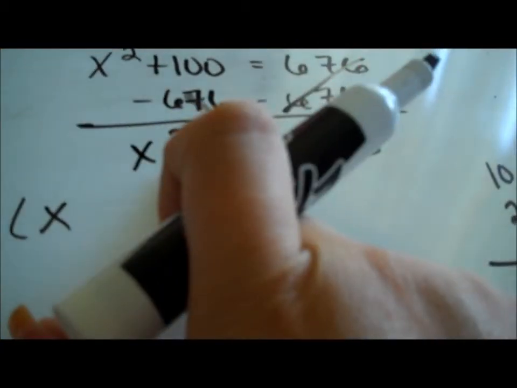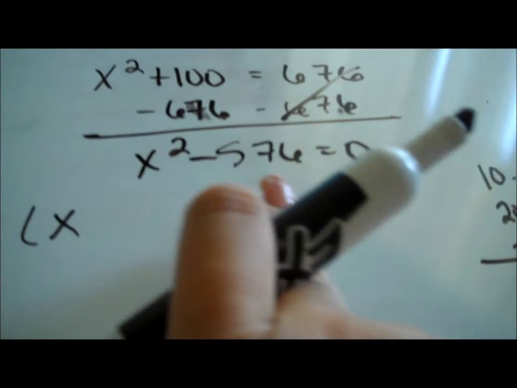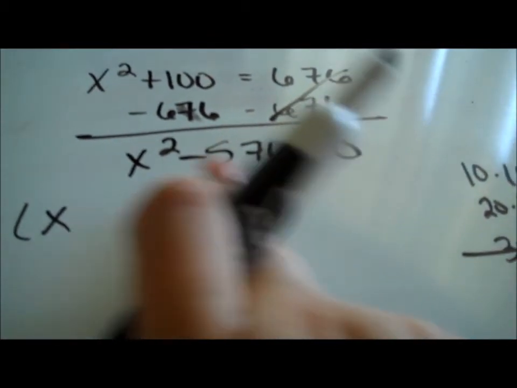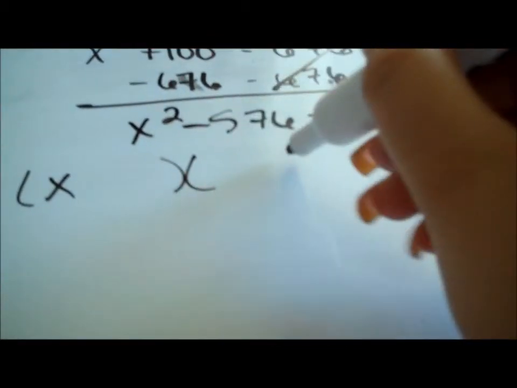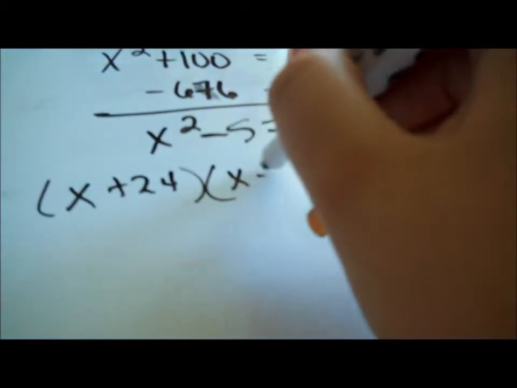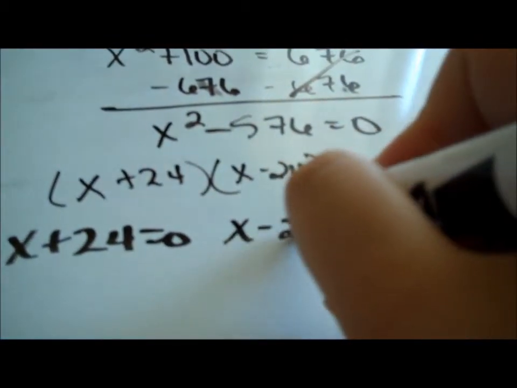So that means that when I factor this, because again, it's a binomial, I have subtraction going on in the center, but I also have a perfect square right here and a perfect square here. So that means that one of these is going to be a positive 24 and the other one's going to be a negative 24. So again, set each of them equal to 0.